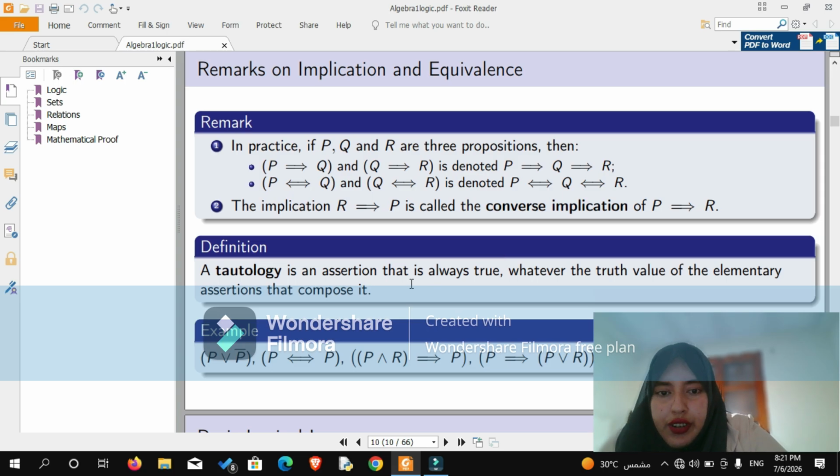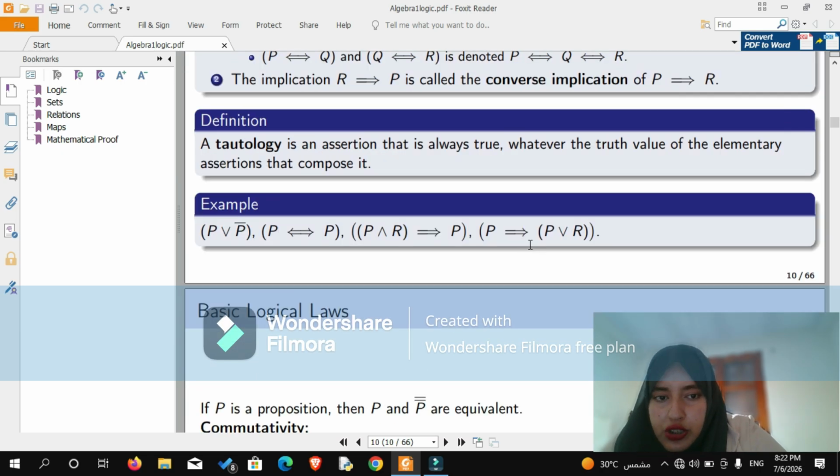These are important remarks. When P implies Q and Q implies R, we denote it by P implies Q implies R. If P is equivalent to Q and Q is equivalent to R, we denote it P is equivalent to Q equivalent to R. The implication between Q implies P is called the converse implication of P implies Q.